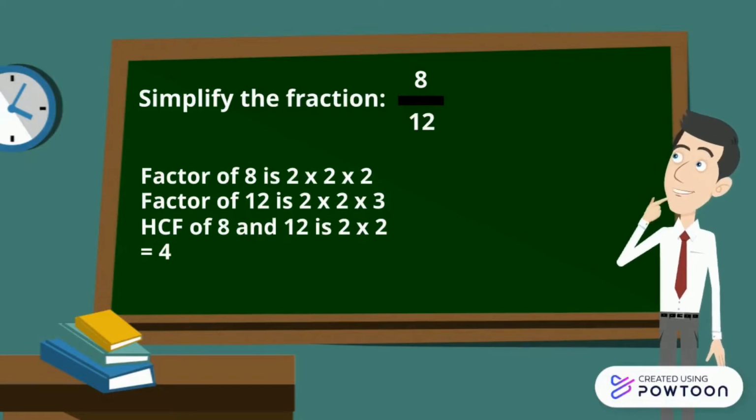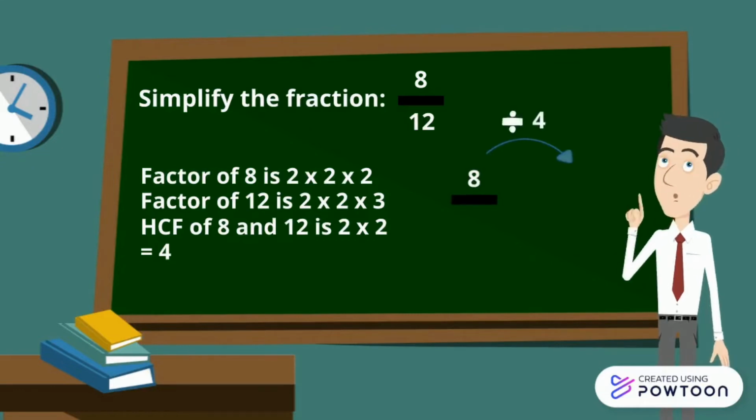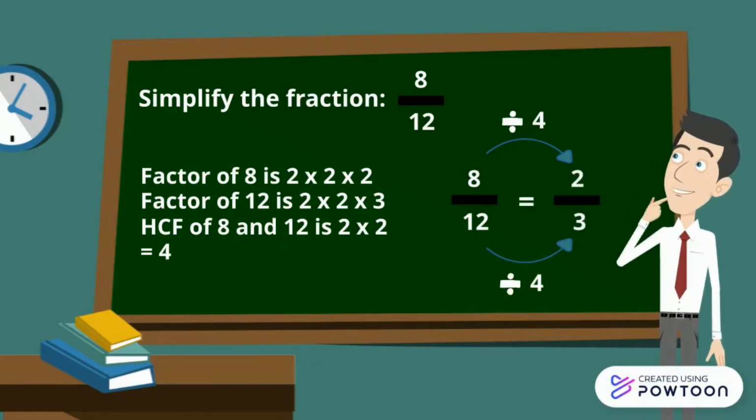Now that we know the HCF, we simply just have to divide the numerator and denominator with the HCF. So, we divide 8 with 4 and 12 with 4. From that, we got 2 over 3. So, the simple form of 8 over 12 is 2 over 3.